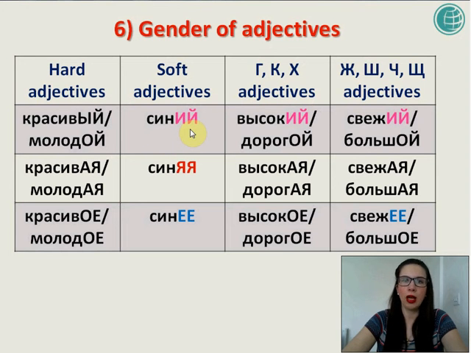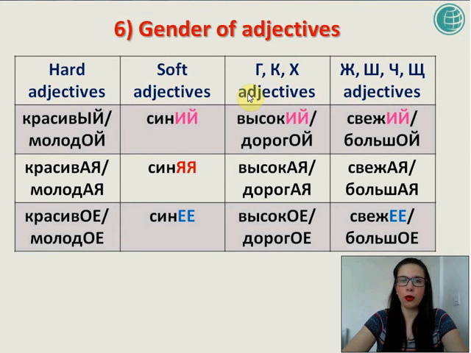Soft adjectives in the masculine form will end in ний. Синий, blue, летний, summer, утренний, morning, etc. And they will have slightly different endings in all forms. Синяя, blue. Синяя лампа, blue lamp. Синее море, blue sea. And one more thing. The dictionary form of every adjective is the masculine form. In all Russian dictionaries, you will see just one form of an adjective, and then you will need to change it.